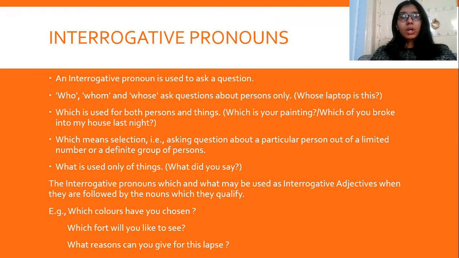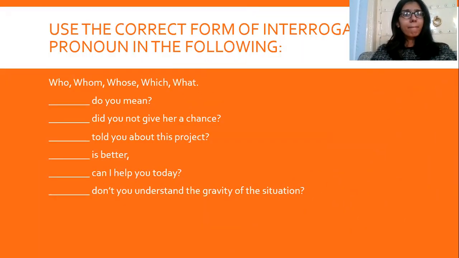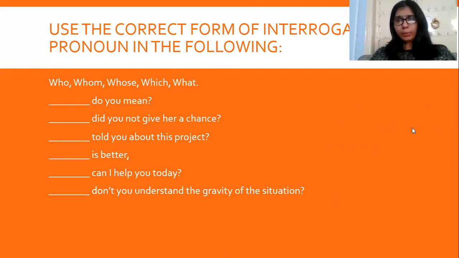Interrogative pronouns which and what may be used as interrogative adjectives when they are followed by nouns which they qualify. So, which is an interrogative pronoun, which may be used as an interrogative adjective when it is followed by nouns. Which colors? Colors is a noun. Which colors have you chosen? Which fort will you like to see? What reasons can you give for this lapse? Right?